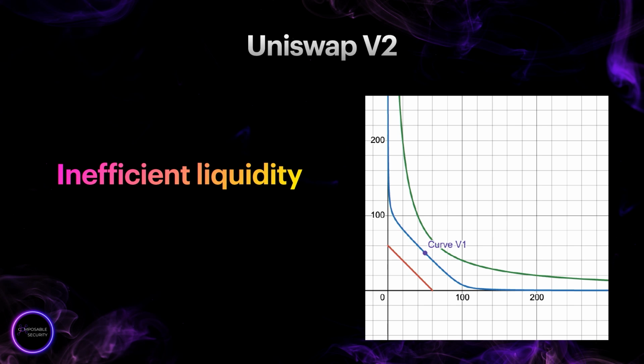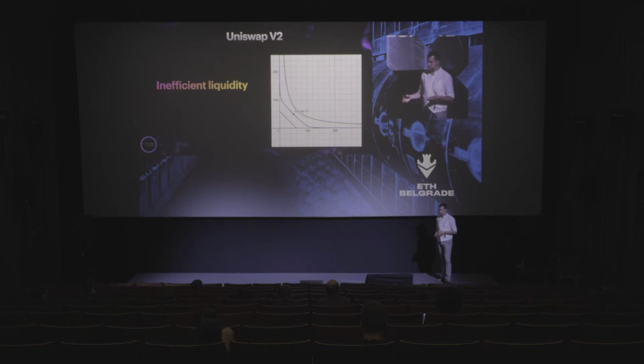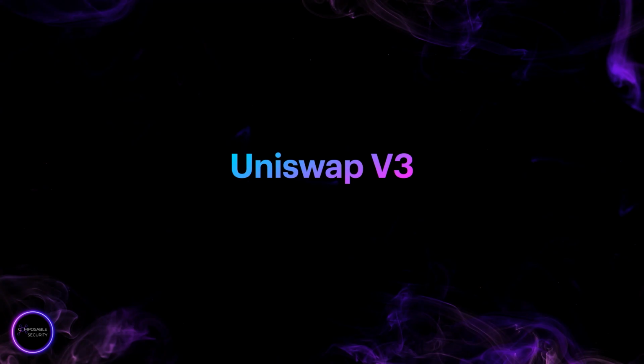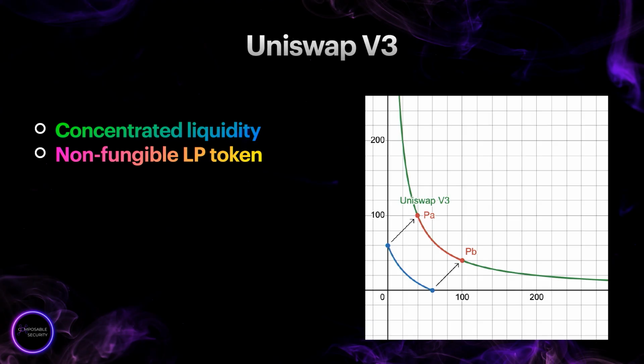And that's why some other projects filled this gap, for example Curve, by changing the curve, basically. But then there was an idea to do a new version that would solve this problem. So that's how v3 was born. And the biggest change in v3 was this concentrated liquidity. So to put it simply, you add liquidity to a price range, right? So you don't put it on the whole curve.